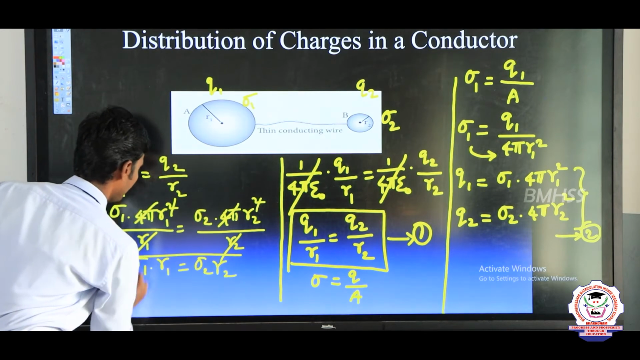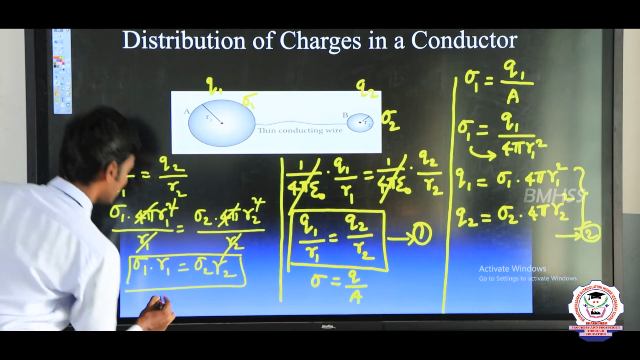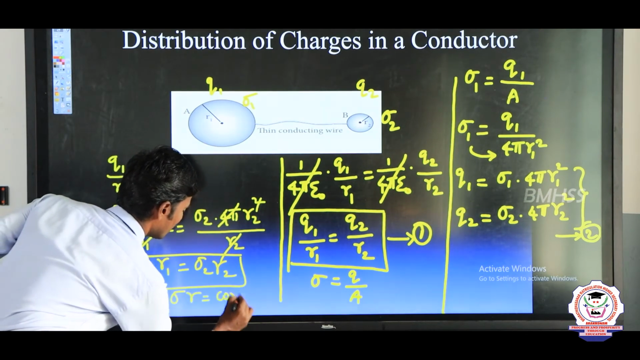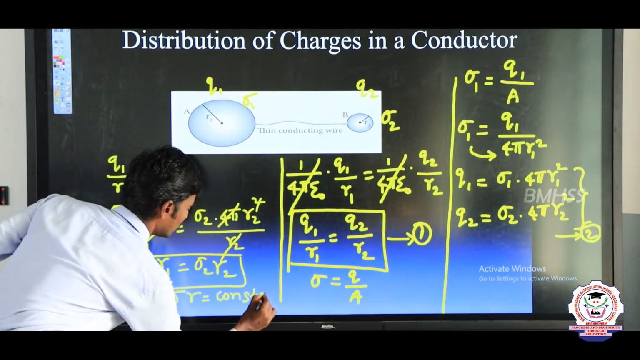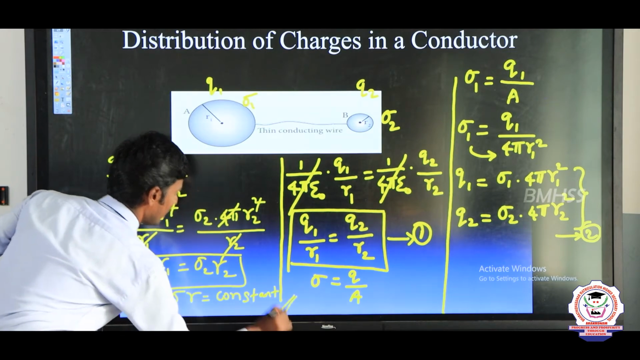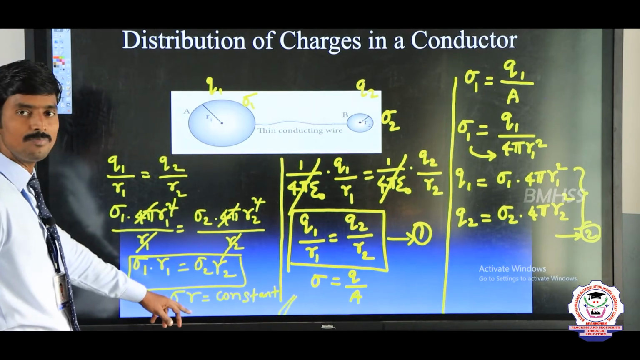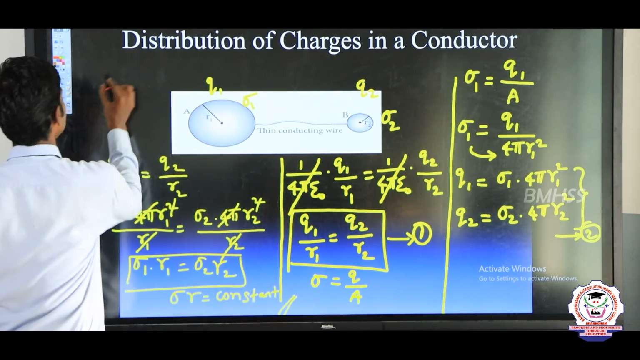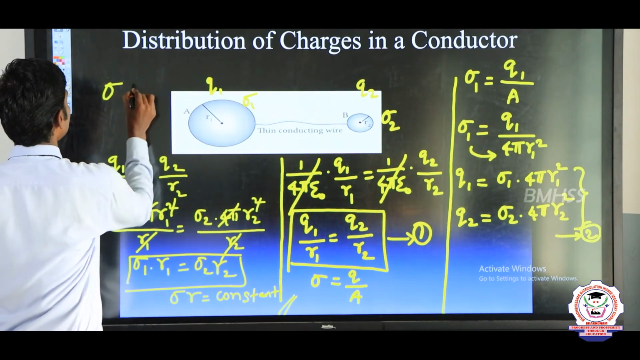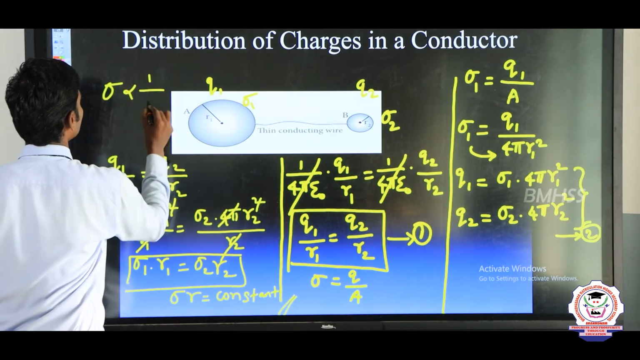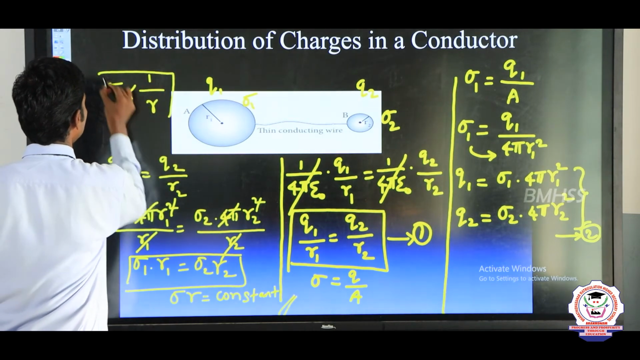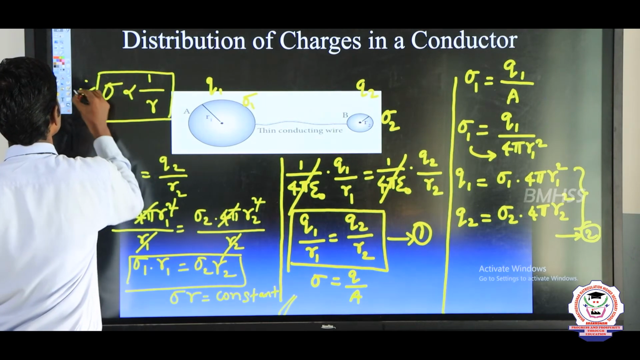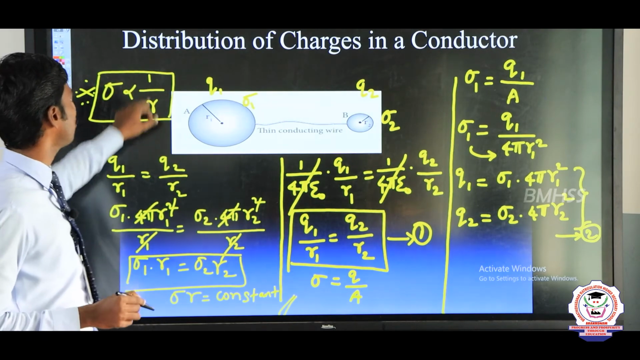This is the final expression. In other words, sigma R equal to constant. So in this expression, we conclude that sigma is inversely proportional to 1 by R. This is a very, very important relation: sigma inversely proportional to 1 by R.